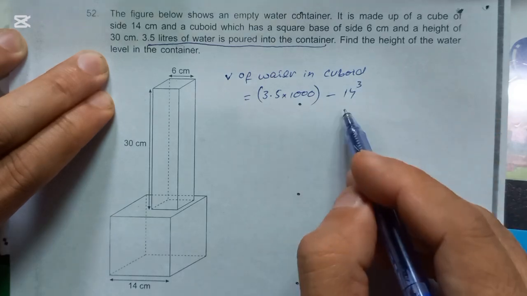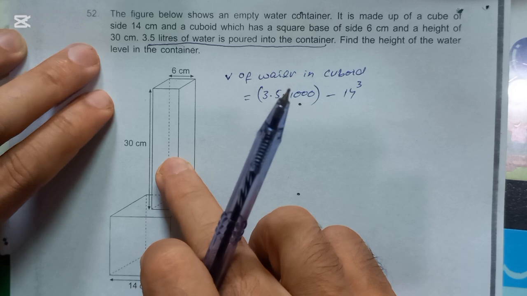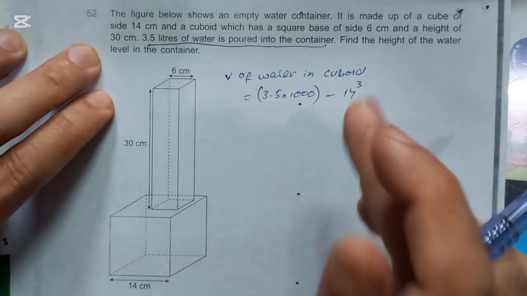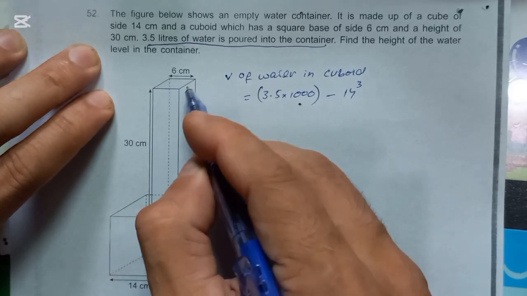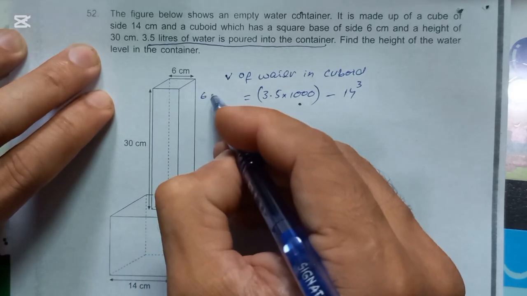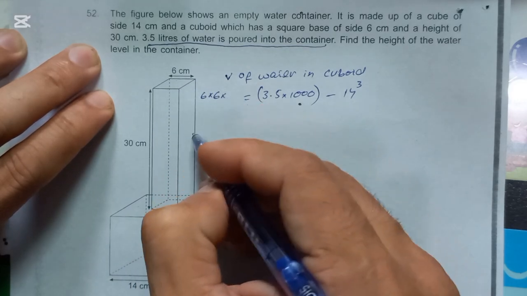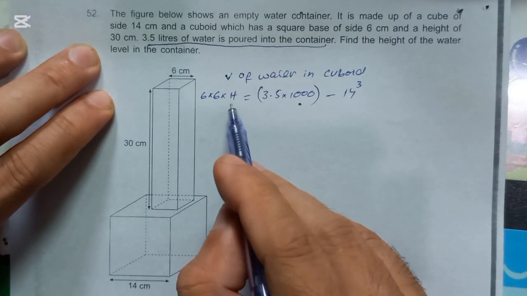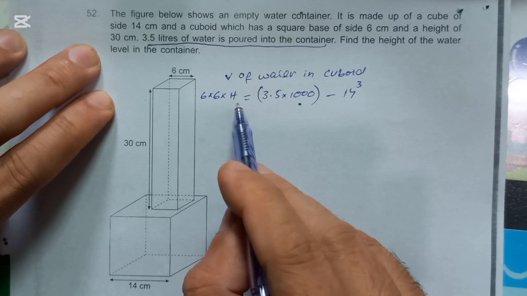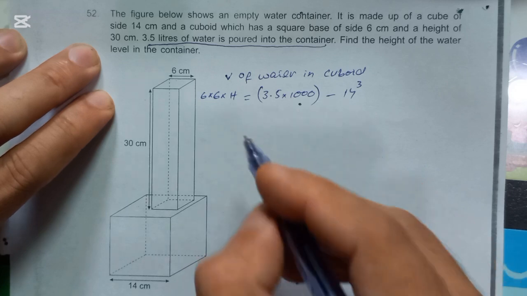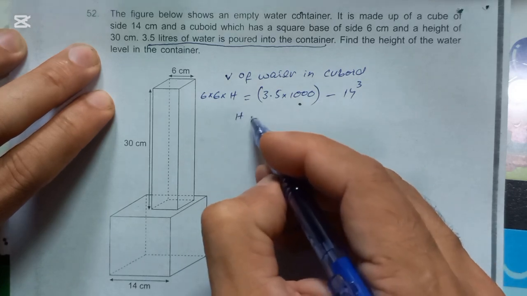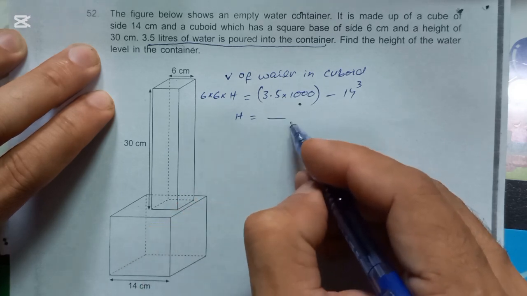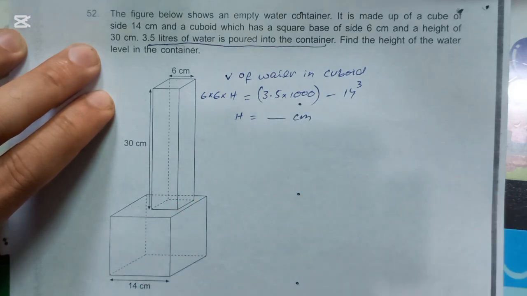So this volume will be in the cuboid, and the volume of the cuboid is length into width, so 6 into 6, and whatever the height of the water that reaches into the cuboid will be h. Okay, 6 into 6 into h will be equal to this one. Solve it on the calculator. You will get the height of the water in the container. Unit will be centimeters.